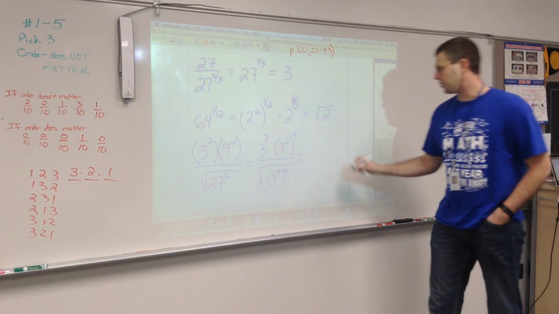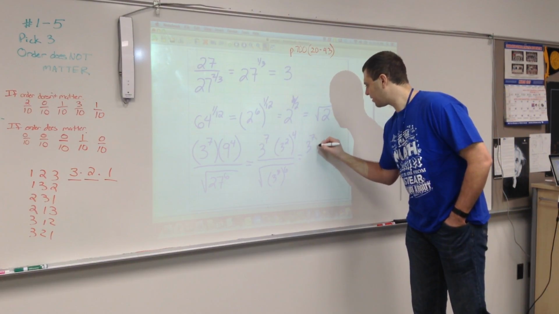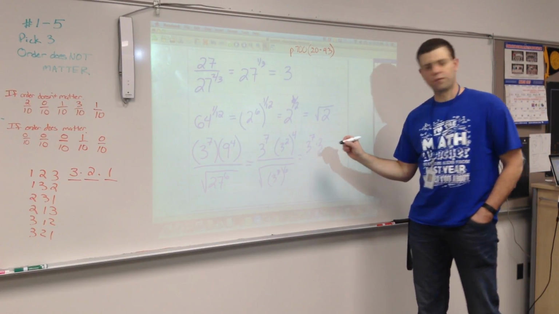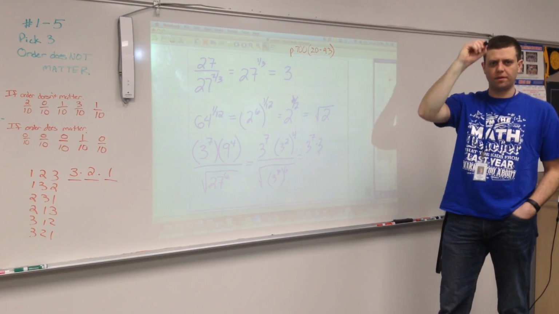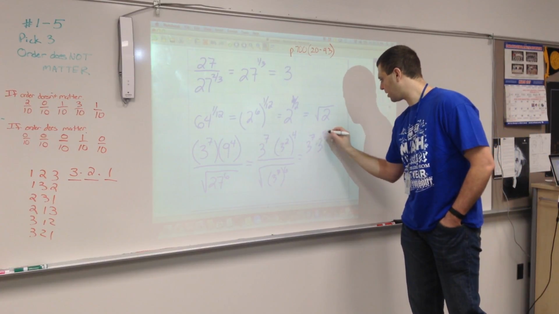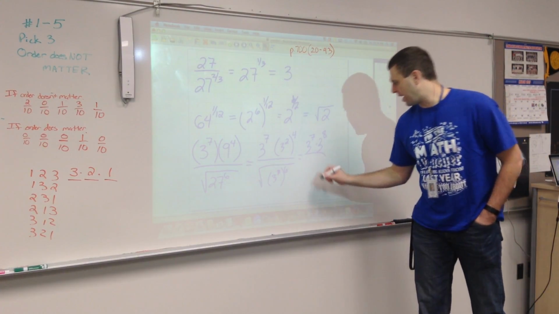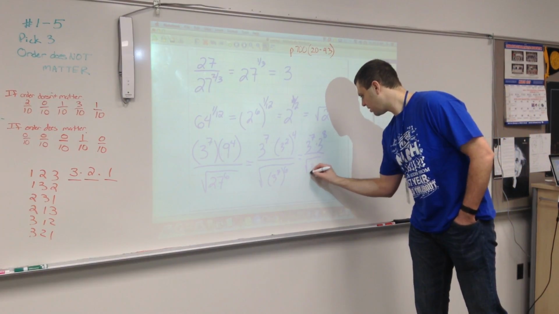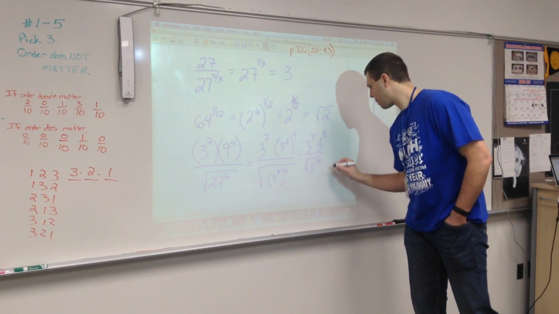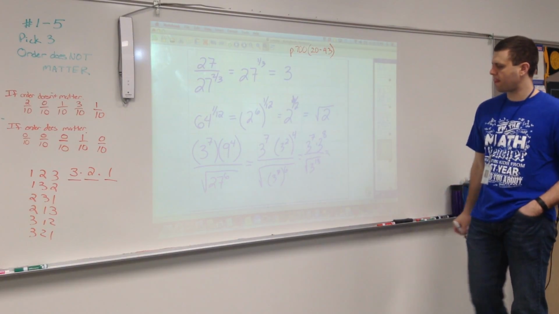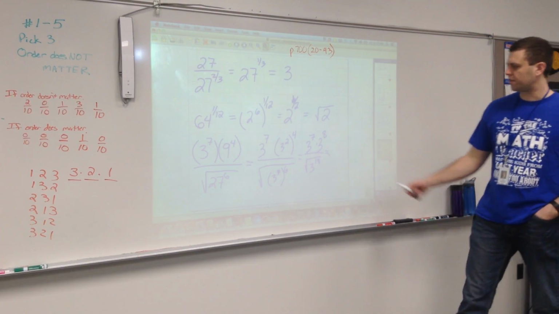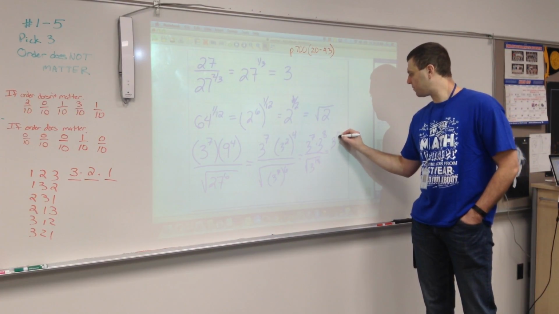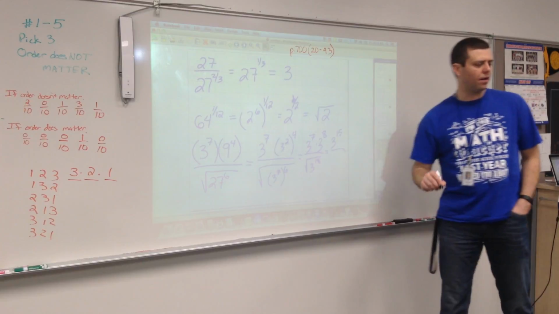Alright? So now I have 3 to the 7th times 3 to the, careful, power to a power. You multiply, so 3 to the 8th. And then here I have the square root of 3 to the 18th. On the top, 3 to the 7th times 3 to the 8th would be 3 to the 15th, because when you multiply, you add the powers.